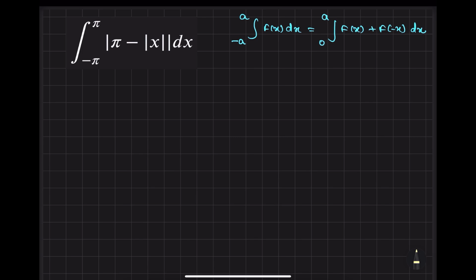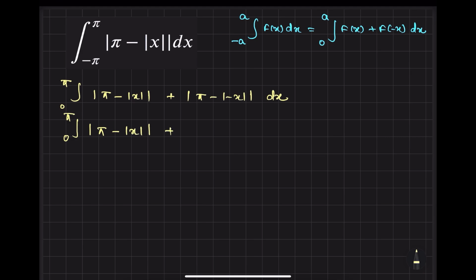Okay, so we have the integral from 0 to pi of mod (pi minus mod x) plus mod (pi minus mod x). Now look at this very carefully. From 0 to pi, this thing will become the same thing, so it doesn't really matter for the first component, mod x.